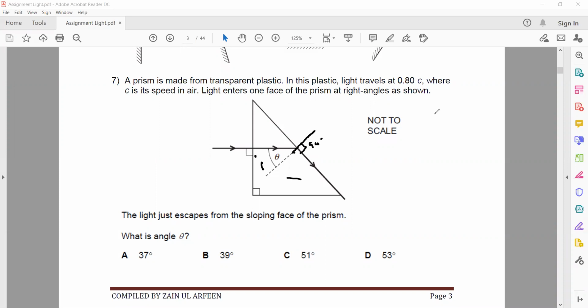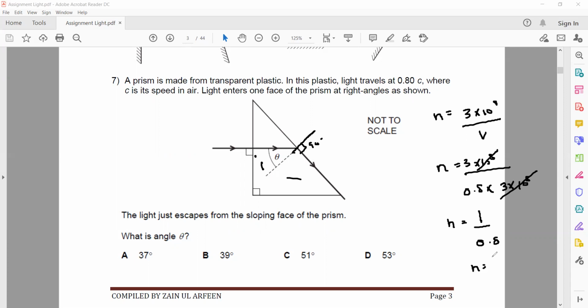So first we find the refractive index using the speed. Refractive index is the speed of light in air, which is 3 into the power 8, divided by the speed of light in the medium, which we don't know, but which is given in the question as 0.8 c. 0.8 c means the speed of light in a vacuum is 3 exponent 8, and this one is 0.8 multiplied by c. So this 3 exponent 8 cancels with 3 exponent 8. Refractive index is 1 divided by 0.8, and 1 divided by 0.8 is 1.25. That's the value for the refractive index.